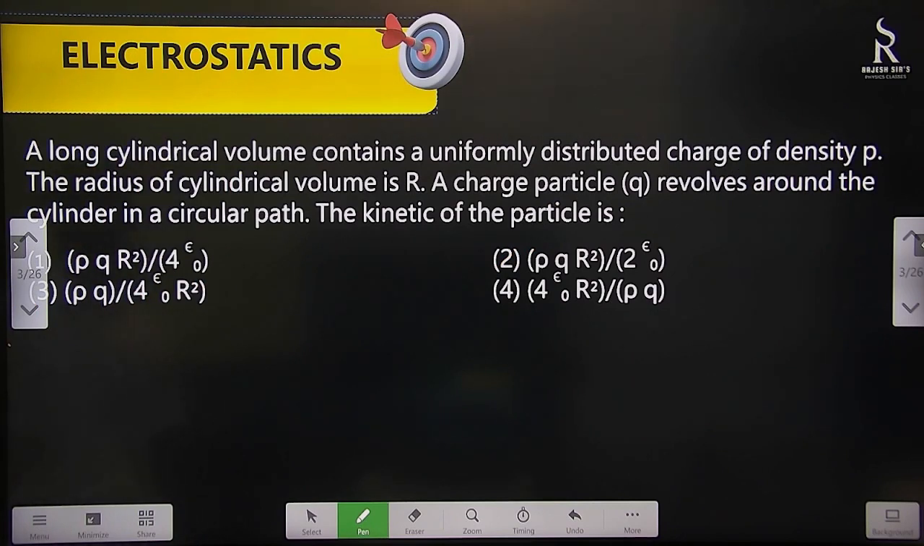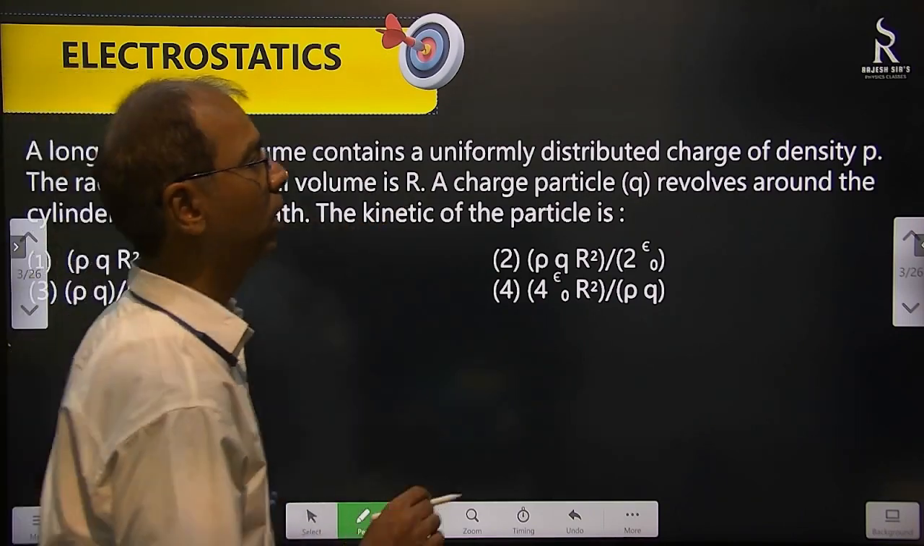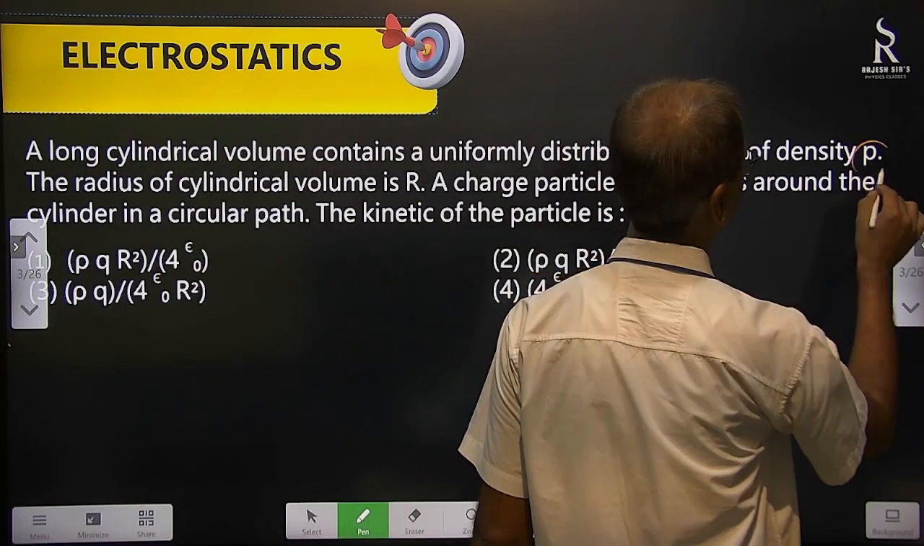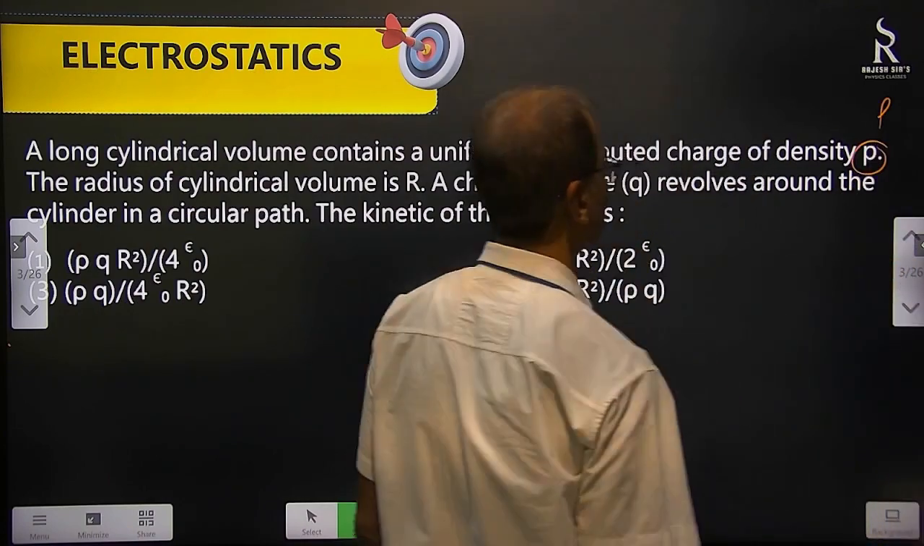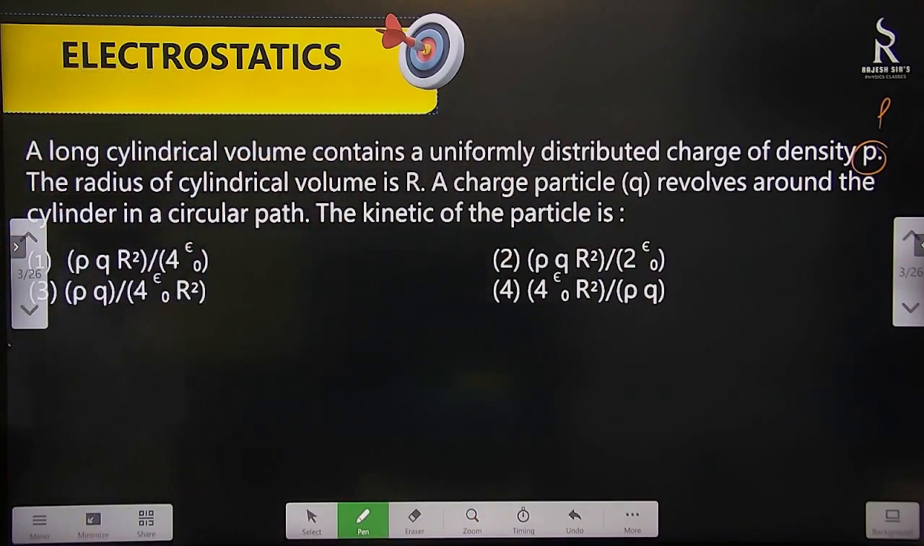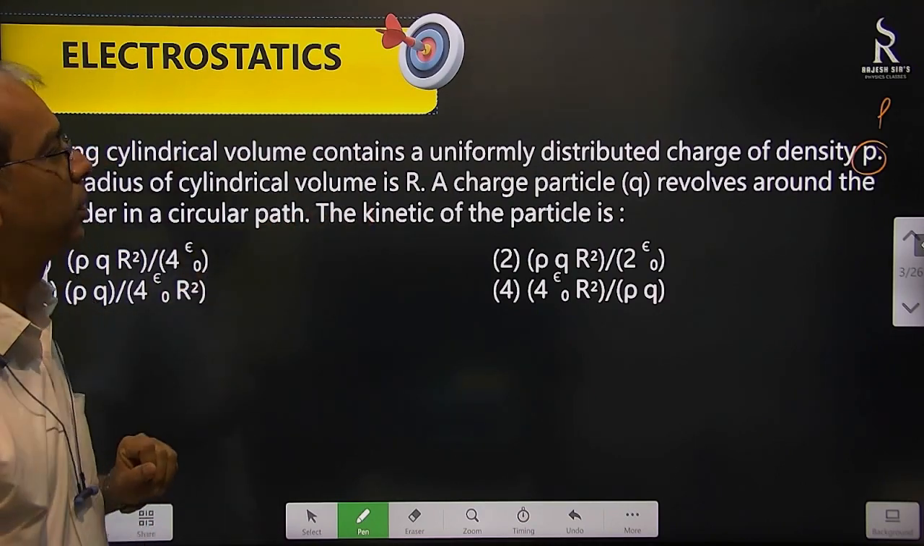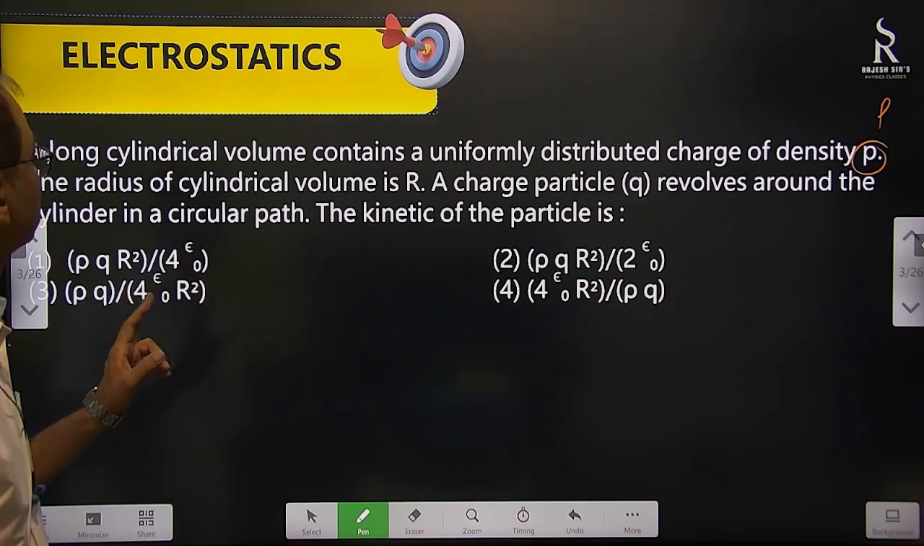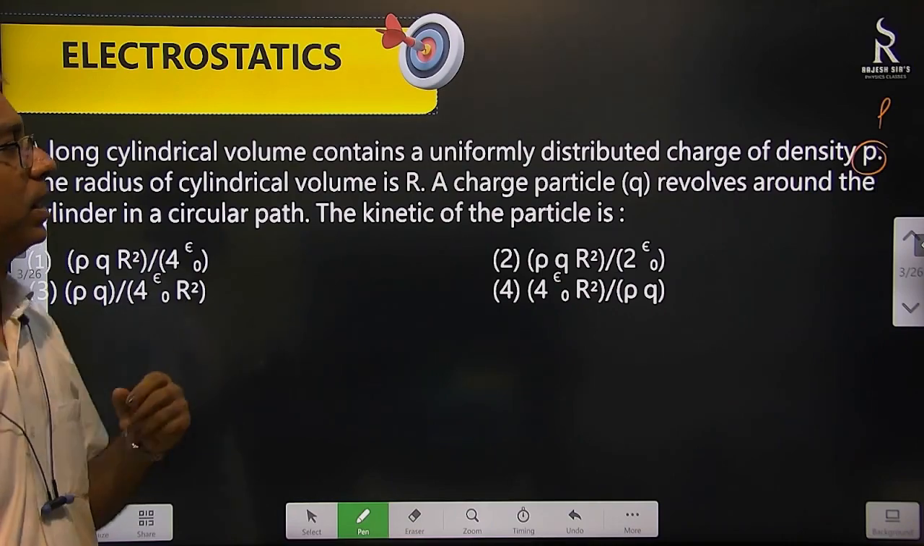A long cylindrical volume contains a uniformly distributed charge of density rho. This is rho, okay, not P. Charge of uniform density rho. The radius of the cylindrical volume is r. A charged particle q revolves around the cylinder in a circular path. The kinetic energy of the particle.